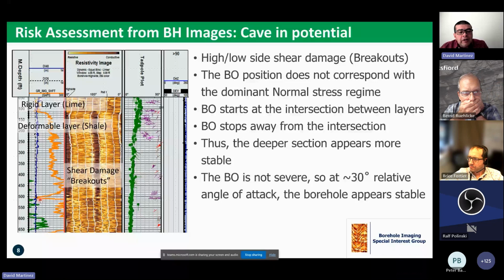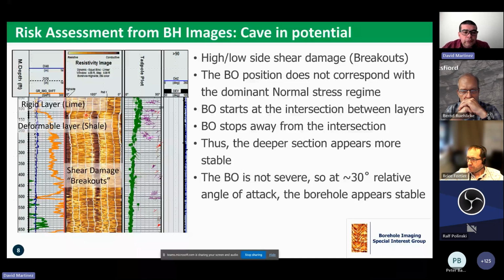However, these breakouts are not really a big deal, and the reason you can tell is because they were able to take an image, so probably this well was drilled successfully, and you could take the image, so it doesn't really appear that in this situation you would have big issues.